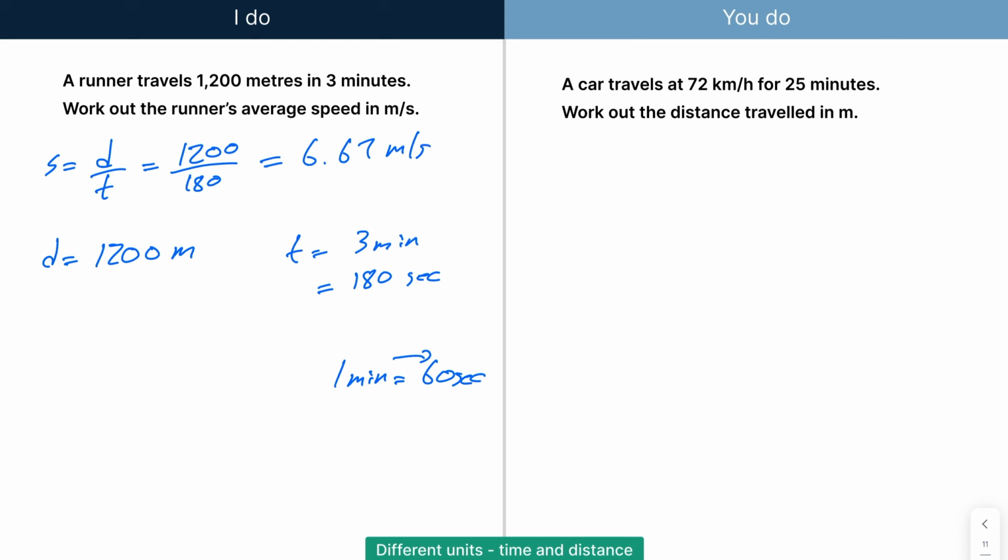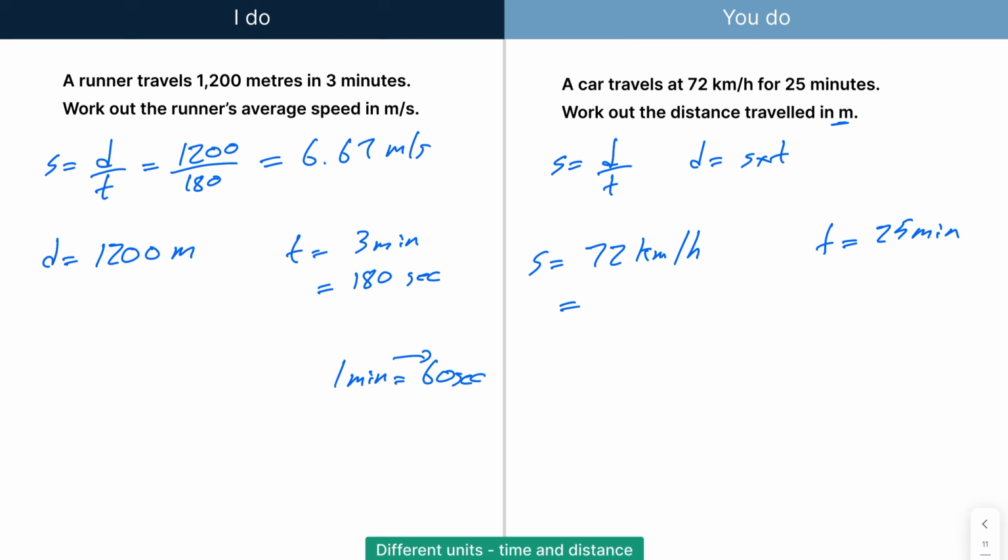So here it wants the answer for the distance in meters. So if you rearrange the speed equation, we get distance is speed times time. Now that's fine. So the speed is given as 72 kilometers per hour, and the time is given as 25 minutes. So there's 2 bits that are different here, well 3 bits. Firstly, it wants the answer in meters, but we've been given the speed in kilometers, so we need to convert that. Secondly, we've been given the time in minutes here, and then the speed is in hours here. So there's 2 conversions required.